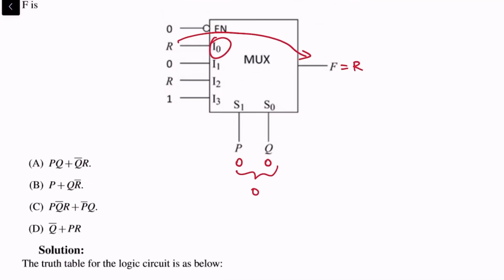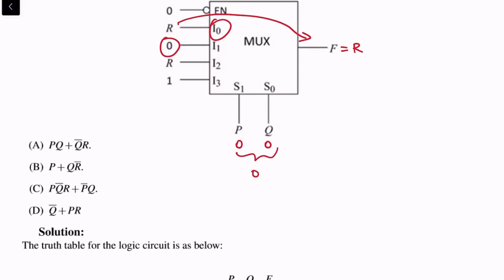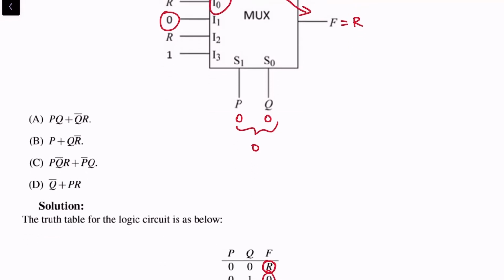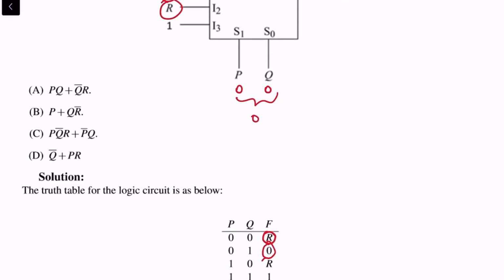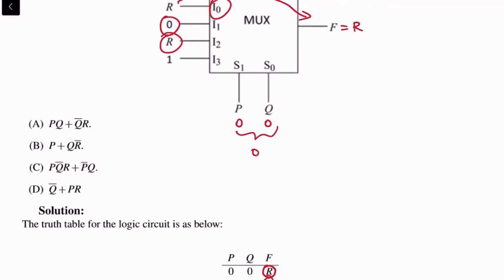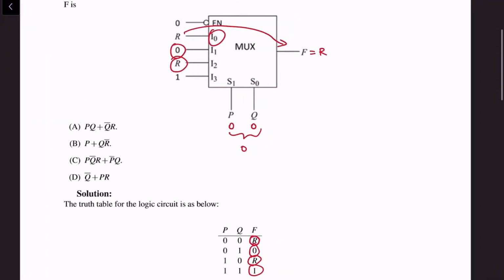Similarly for 0, 1, 0 would get passed. And I placed a 0 here. And 1, 0, again, since R is placed at I2, F would be equal to R. And so I placed an R here. And this is how I built the truth table for 1, 1 as well.